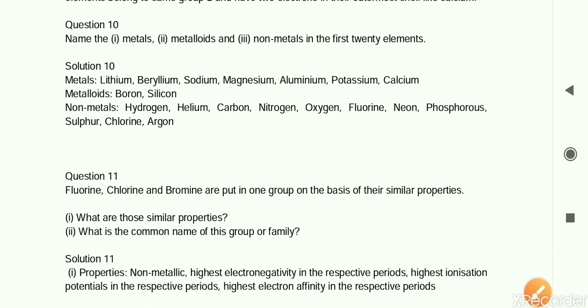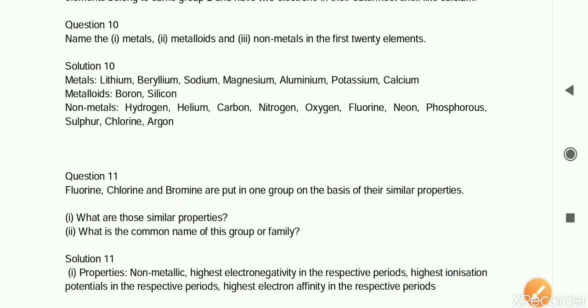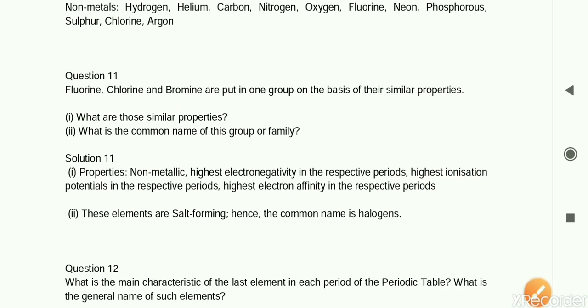Just name the following, it is there, but you have to name from the first 20, from atomic number 1 to 20. Any of those elements you can include in your answer. The answer itself is there. You can note down the answer.